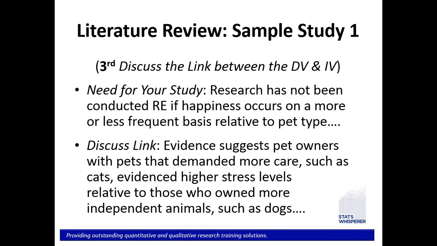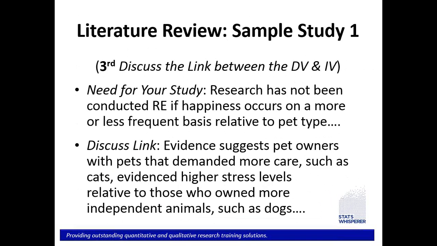So third, we're discussing the link between the dependent and independent variable. So we're marrying the two, right? So what we're illustrating here is the need for our study, right? So we've already said each of them independently is important, right? Then we say research has not been conducted regarding if happiness occurs on a more or less frequent basis relative to pet type, right? So pet ownership might lead to more happiness, but what about the type of pet? Is it a cat? Is it a dog, right?